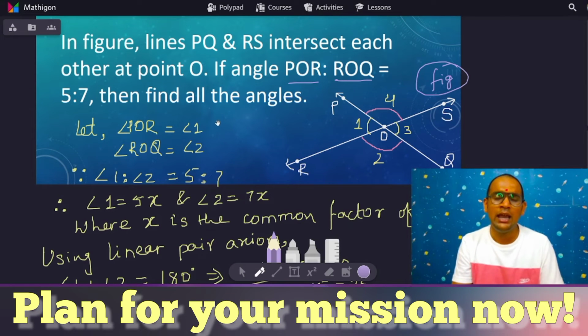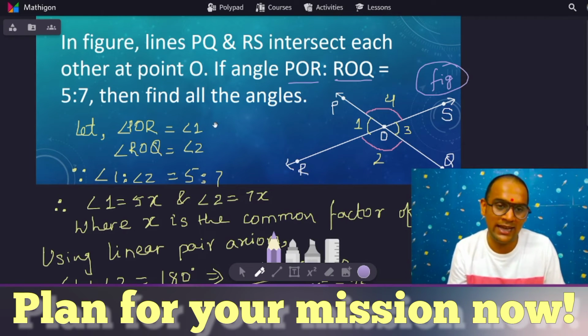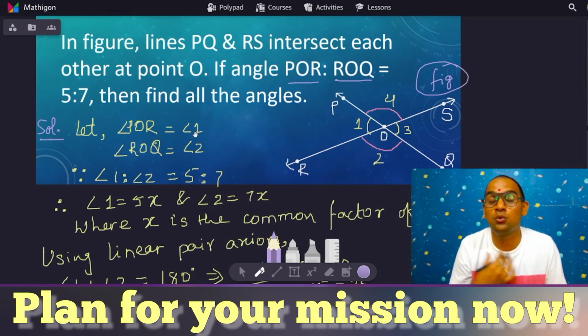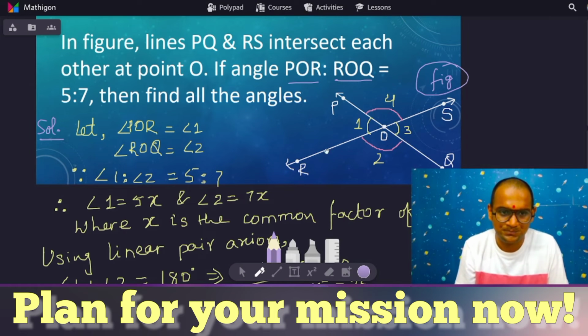We'll be using the theorem and the axiom so far. For an easier solution, we will take angle POR as angle 1, because we don't want to write POR again and again. So we will assume it as angle 1, we just change the name, okay? And angle ROQ as angle 2.